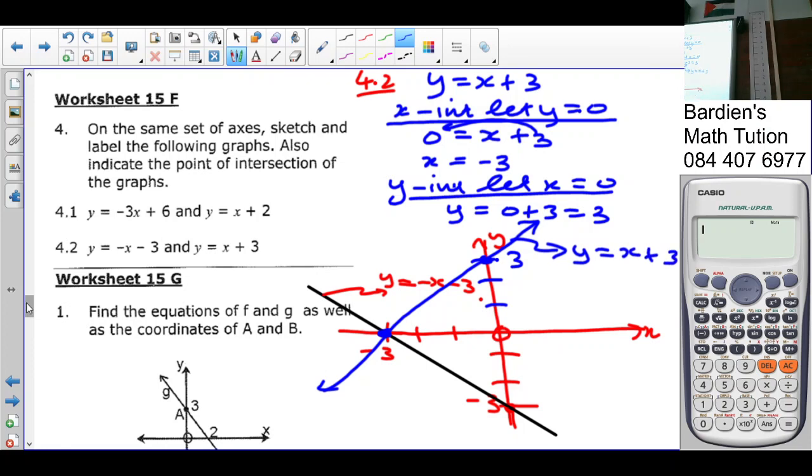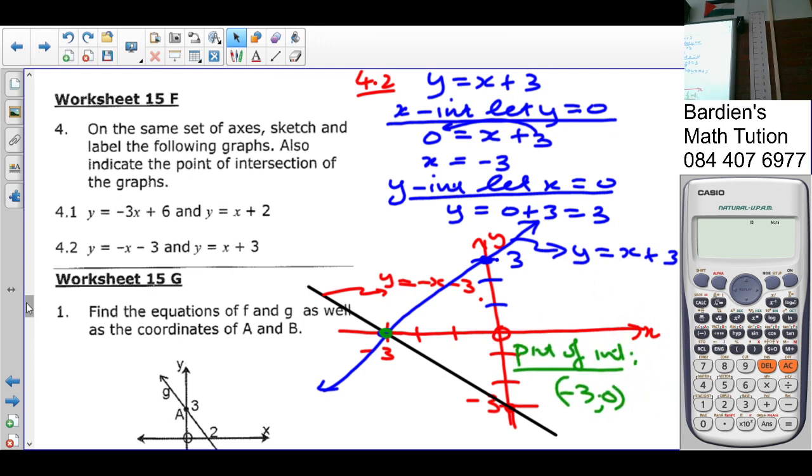Do I have to work out the point of intersection, or can we read it off the graph? Read it off the graph. So what are the coordinates of the point of intersection? Negative 3 and 0. That is the point of intersection. Okay, any confusion? No.